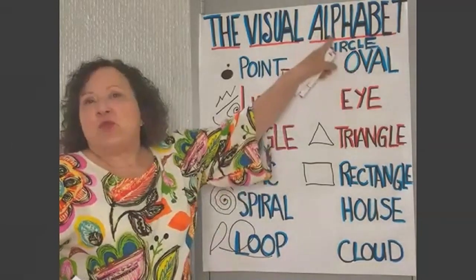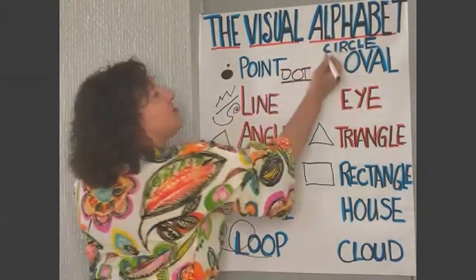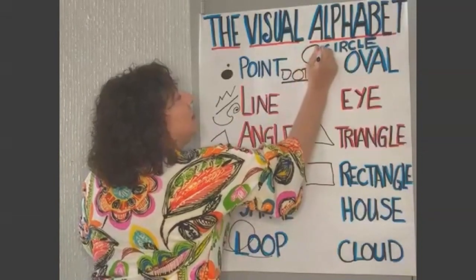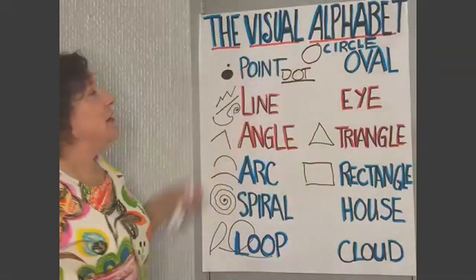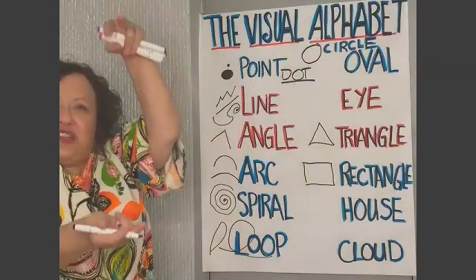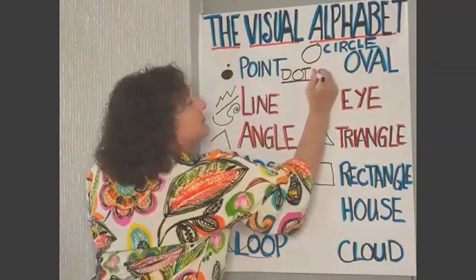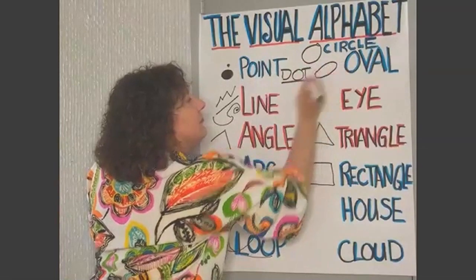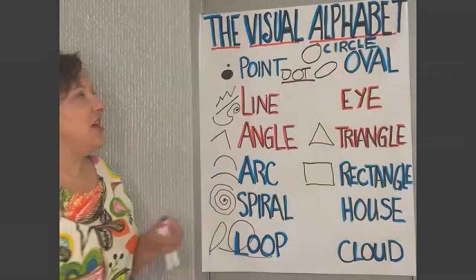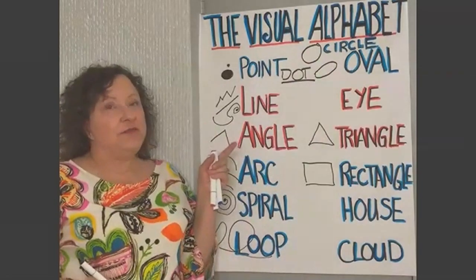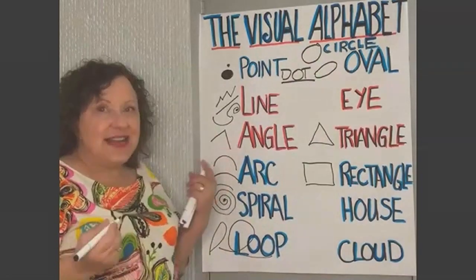Our next shapes are related. There's a circle, which is like an open dot. They're related. And when you squish a circle down, you get an oval.